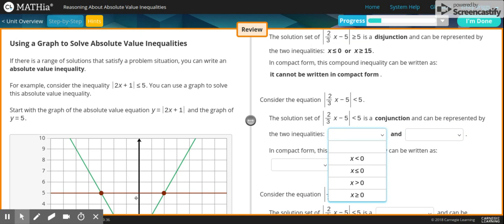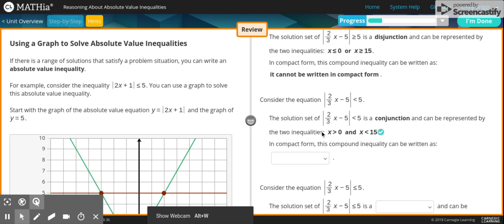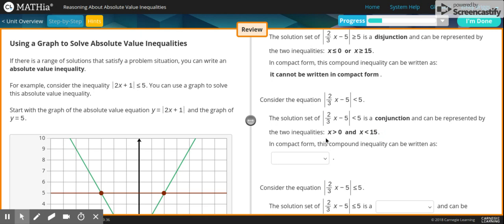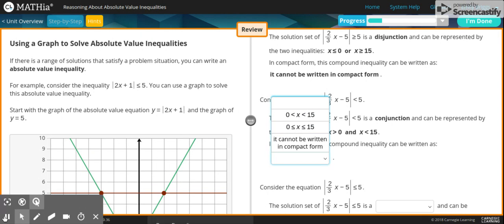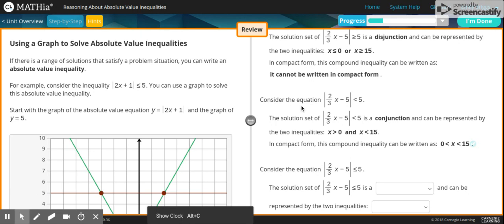So I just wrote those down. So the answers were x is greater than 0 and x is less than 15. In compact form, this compound inequality can be written as 0 is less than x, x is greater than 15, or 15 is greater than x, or 0 is less than or equal to x, and x is less than or equal to 15, or it cannot be written in compact. The answer is 0 is less than x, and x is less than 15.